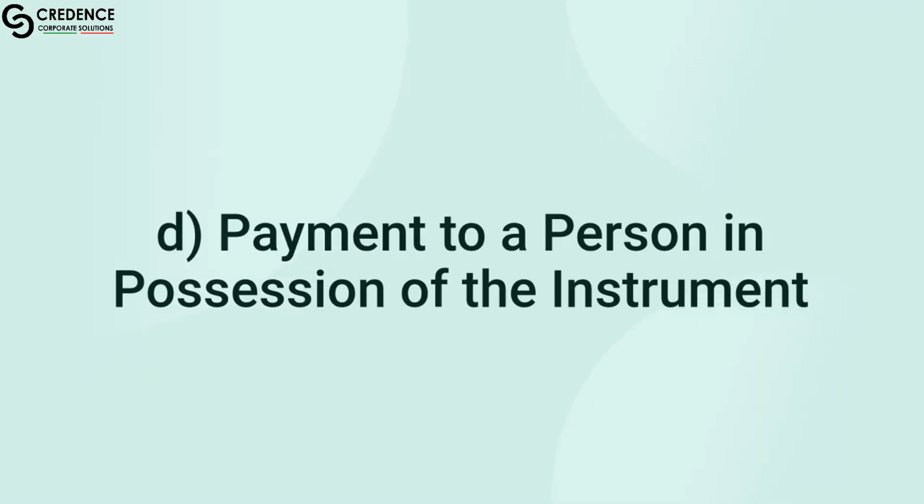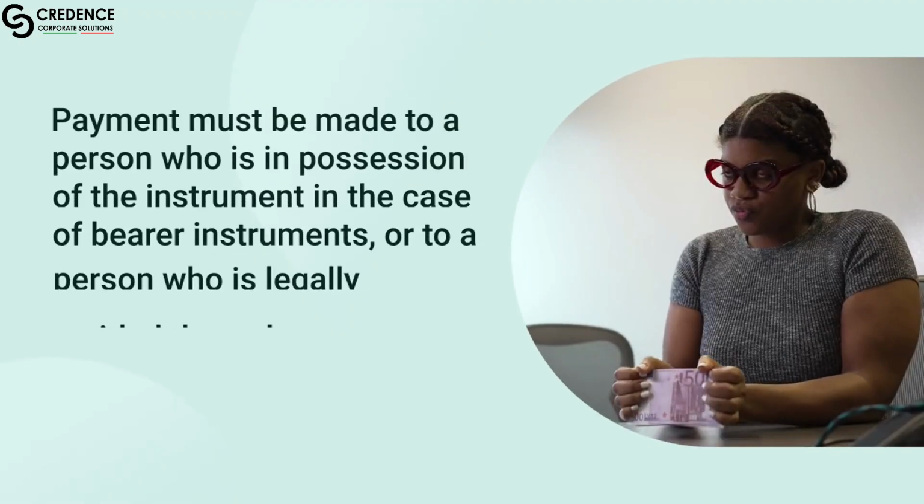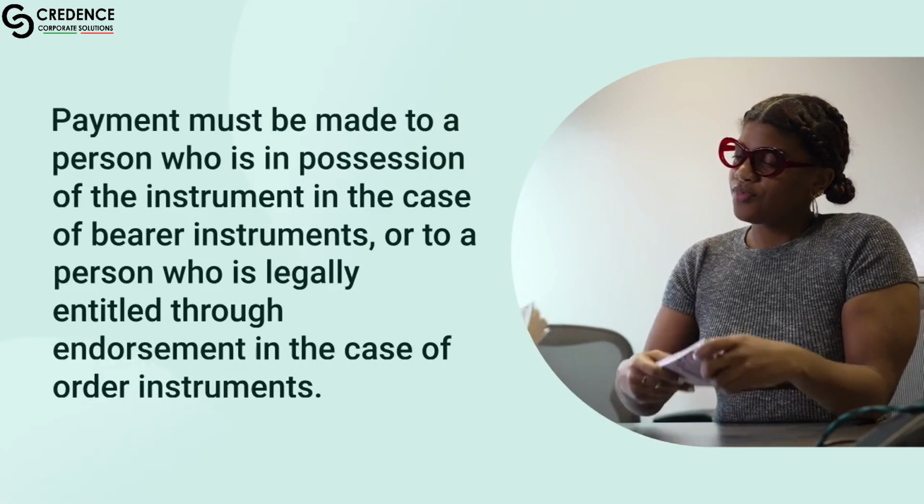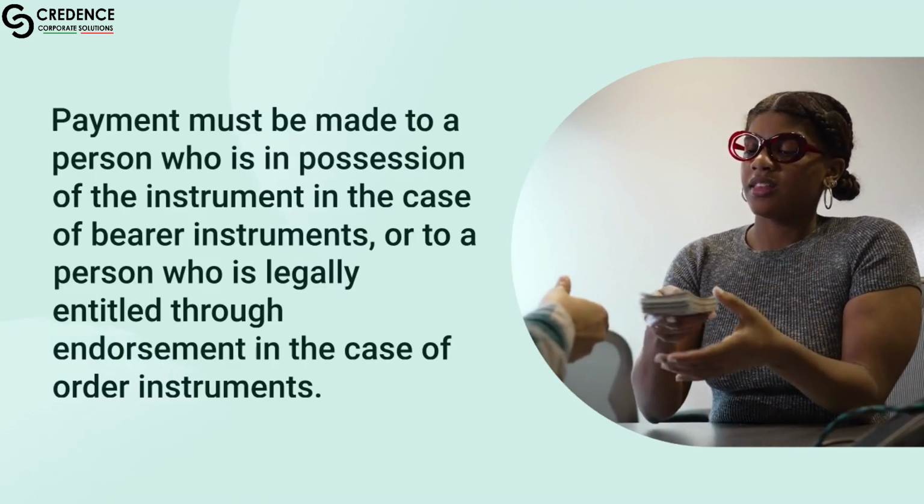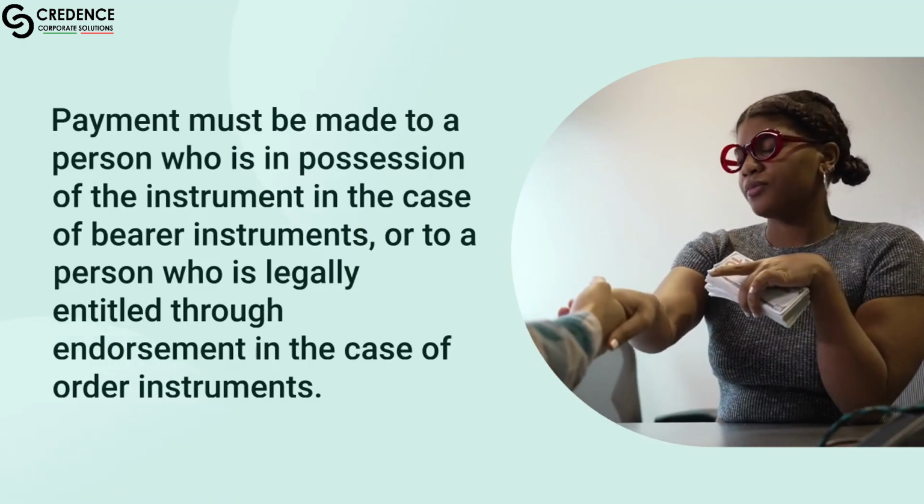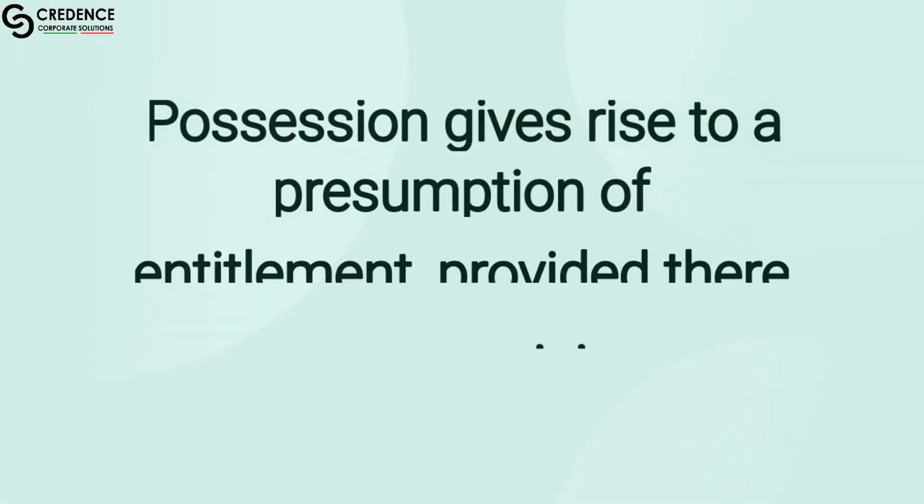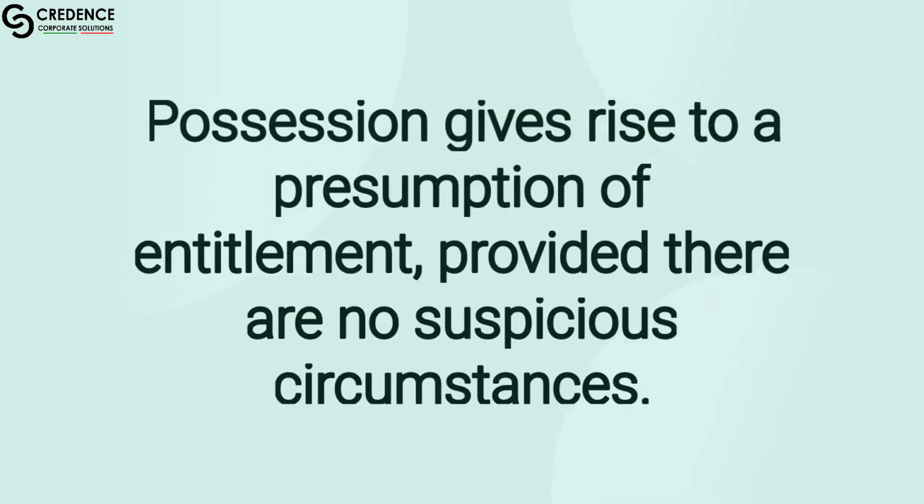D. Payment to a person in possession of the instrument. Payment must be made to a person who is in possession of the instrument in the case of bearer instruments, or to a person who is legally entitled through endorsement in the case of order instruments. Possession gives rise to a presumption of entitlement, provided there are no suspicious circumstances.